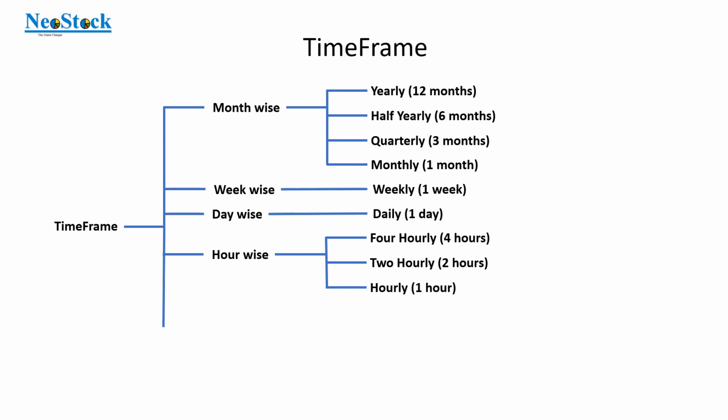And these three time frames we will be using in the global charts. All the three time frames. But when it comes to the Indian stock market, 4 hourly is not suitable because the Indian stock market is running only for 6 hours and 15 minutes within a day. That's why we prefer only 2 hourly and hourly charts in the Indian stock market.